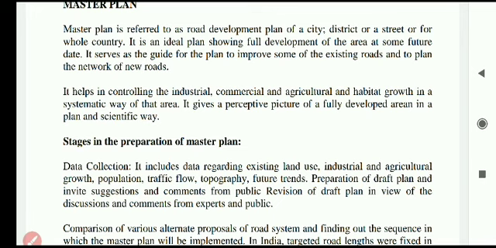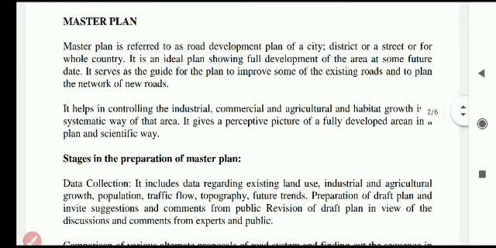So this master plan, under the master plan category, helps in controlling the industrial, commercial, agricultural and habitat growth in a systematic way in that particular area. The area is a study area. Whatever area we are choosing, there is a boundary line within which it is to be developed. The master plan is implemented to develop a particular study area. Development may be in terms of construction, or in terms of restriction, but ultimately all the basic facilities and all the transport facilities should be properly implemented under the master plan.